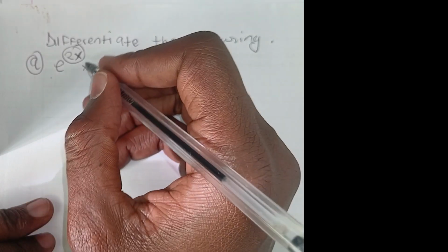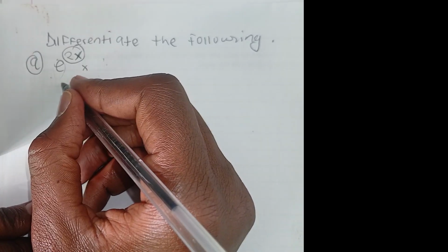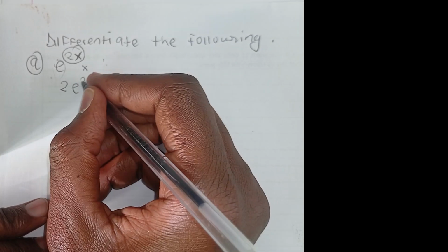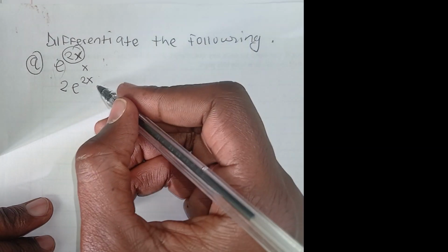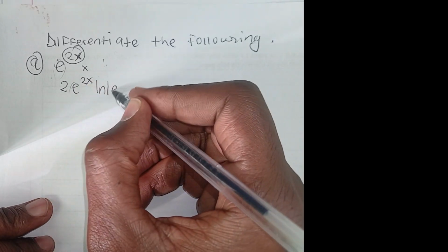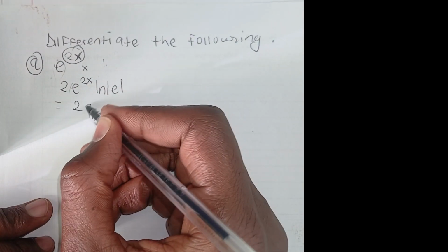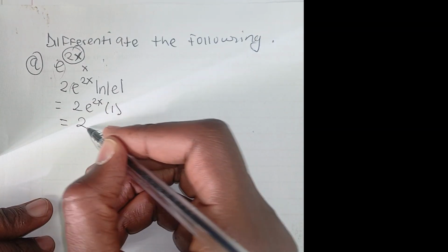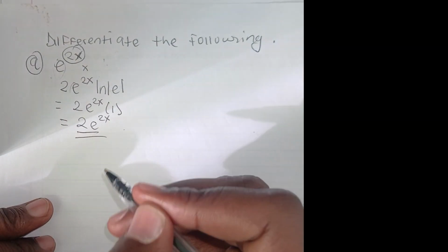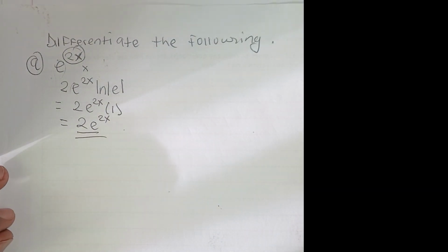So here we have to derive this and multiply it by the derivative of this, then say ln of the base. So we say the derivative of this is 2, then we copy the entire function, then multiply by ln of the base, right? So this one will be 2 ln e, times e to the power 2x, then ln of e is just 1, so the final answer is 2e^(2x). So this is the final answer, right?